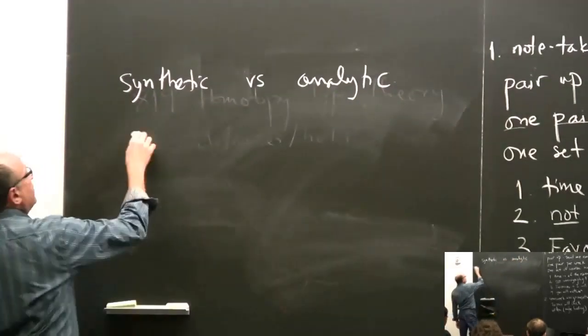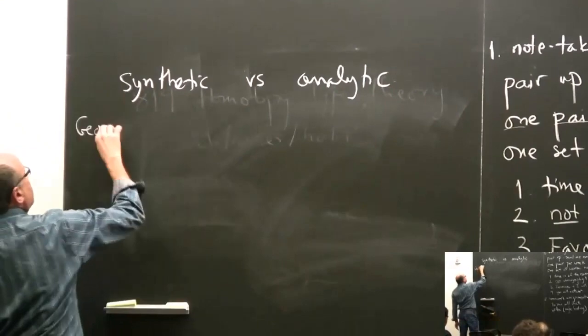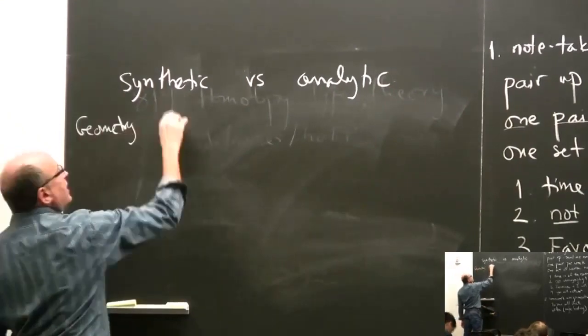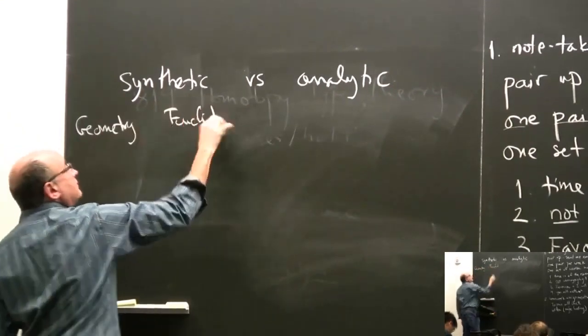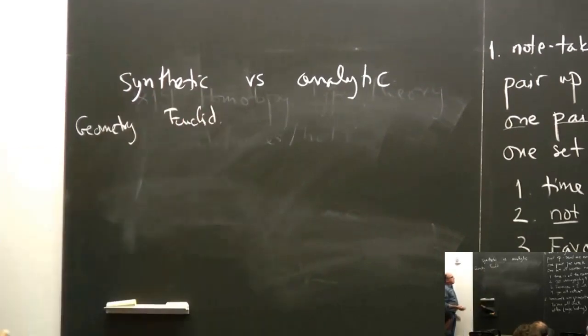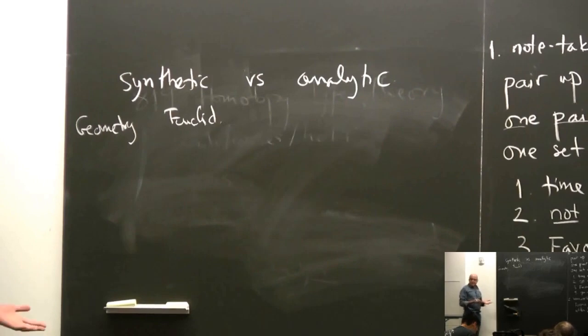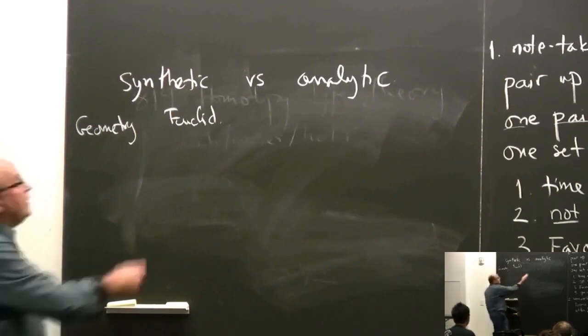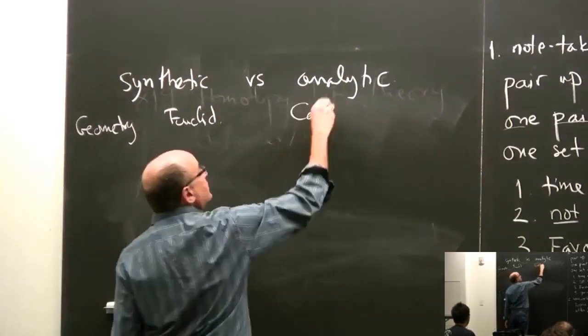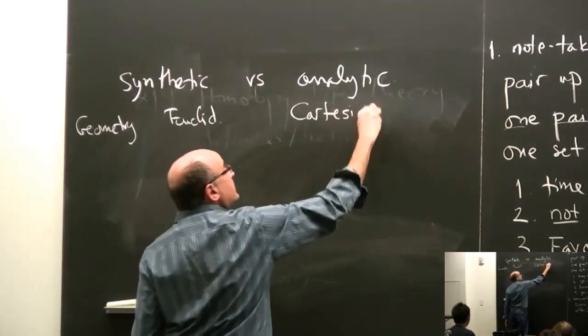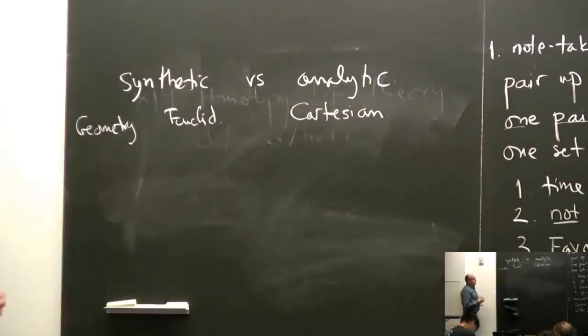If I put here geometry, then synthetic geometry is what Euclid did. Triangles, lines, circles, and so on are things in themselves. They're not sets of points. They're just constructions as they are, and you axiomatize their behavior and work from the axioms. Whereas the analytic approach to geometry is Descartes, the Cartesian view, where you say the geometric figures are sets of points in the plane, you have R cross R, and you start using the properties of the real numbers.